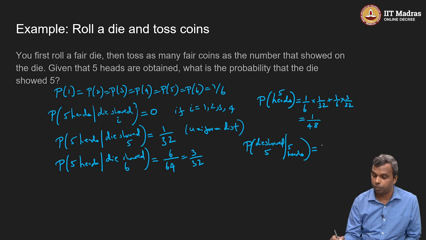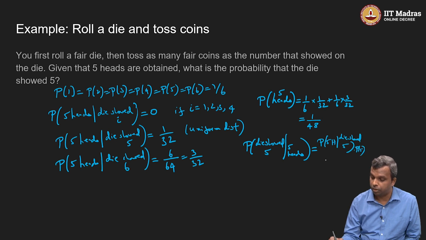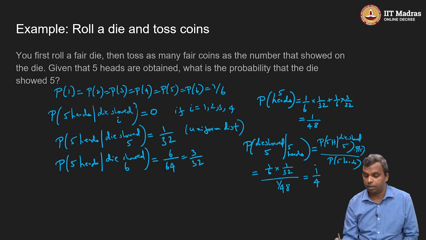This is what you have to do. So that is going to be the probability of 5 heads given the die showed 5, times the probability of 5, divided by the probability of 5 heads. So that is going to be 1 by 6 times 1 by 32 divided by 1 by 48. So that should end up being 1 by 4, I think. Yes, it is 1 by 4.